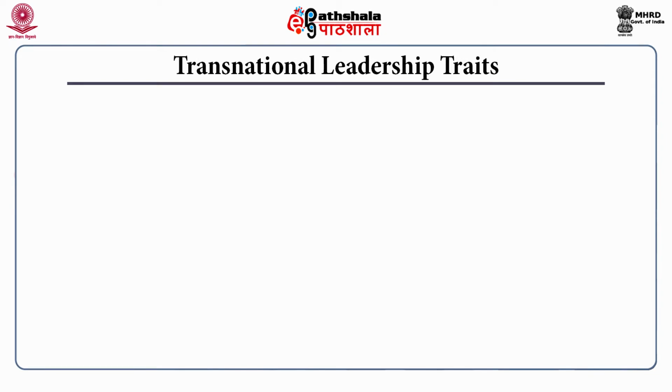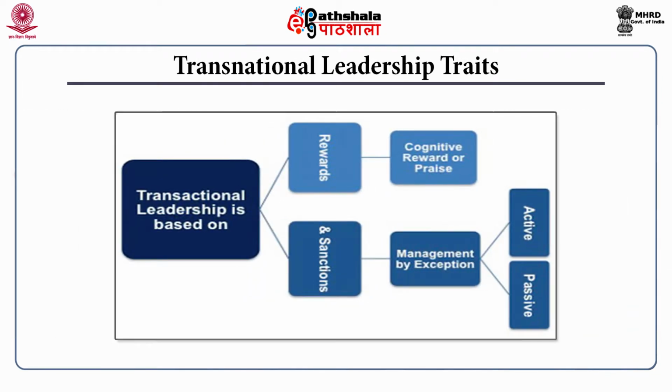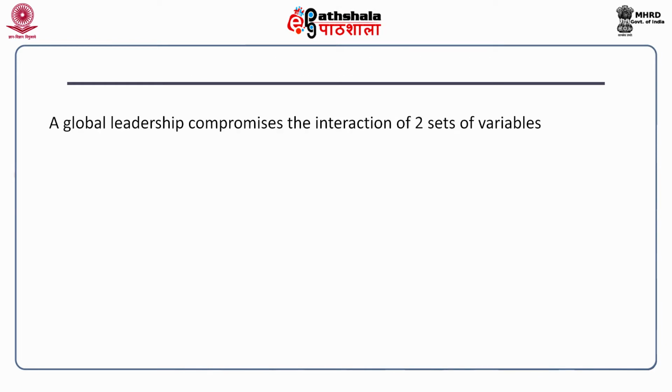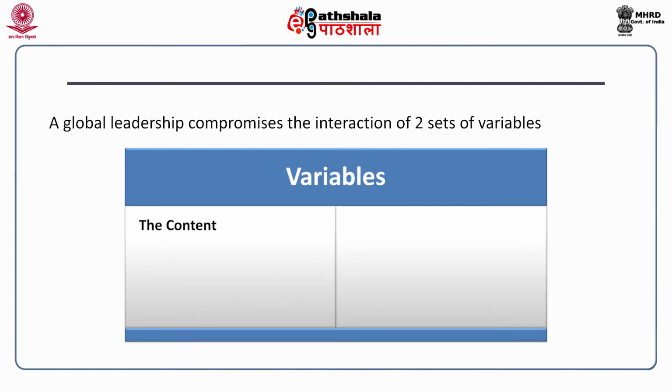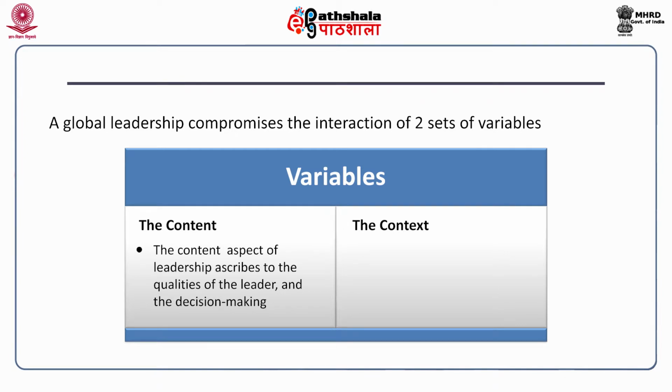Transnational leadership traits. Transnational leadership is based on rewards and sanctions. The rewards may be cognitive reward or praise, and sanctions may be management by exception, which can be active as well as passive. A global leadership comprises the interaction of two sets of variables, the content and the context. The content aspect of leadership ascribes to the qualities of the leader and the decision making, whereas the context adheres to the entire unpredictability in a particular situation.